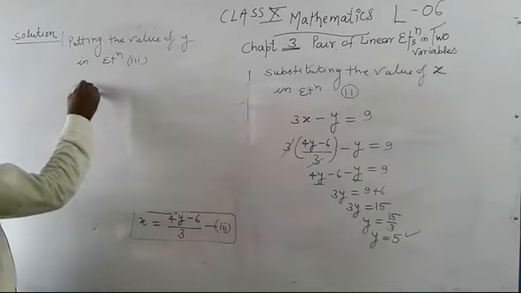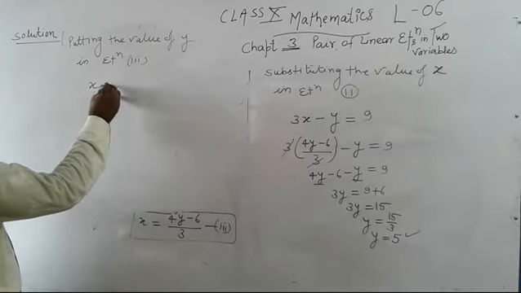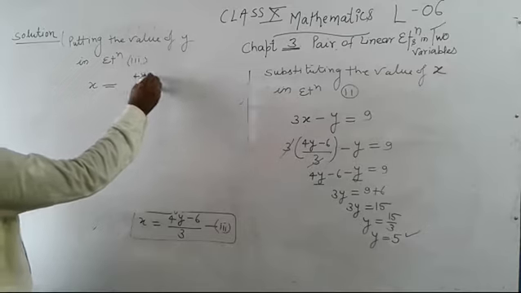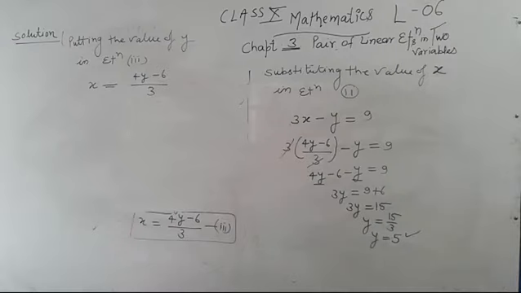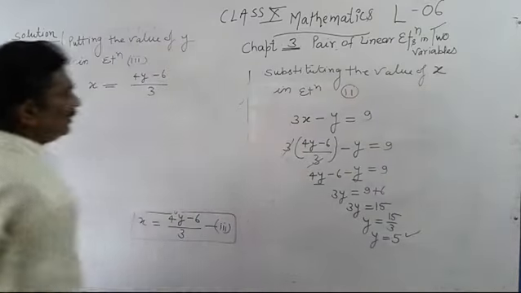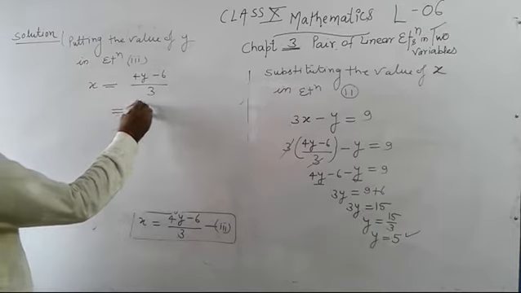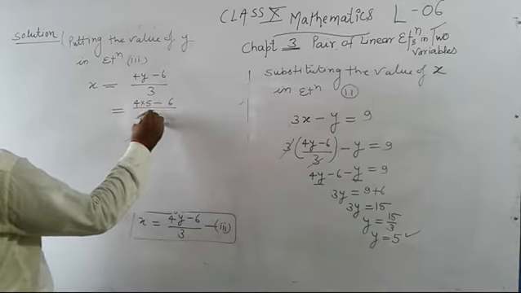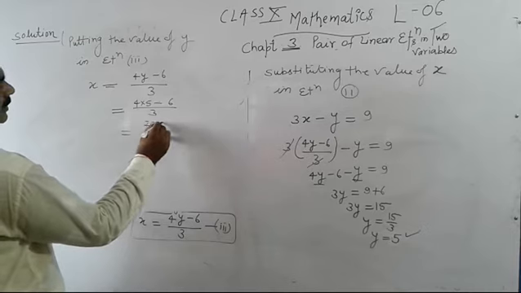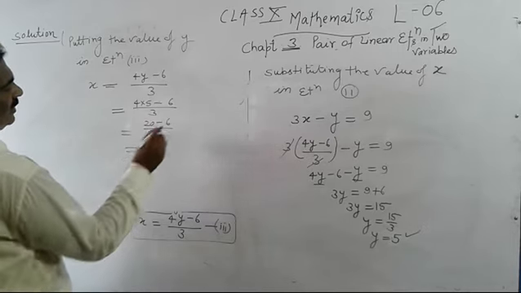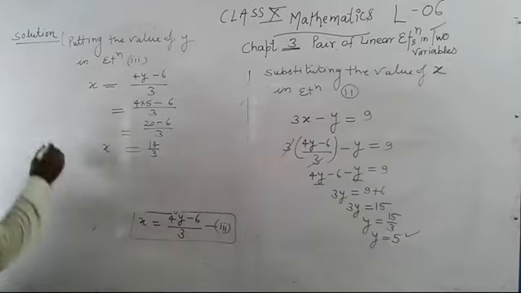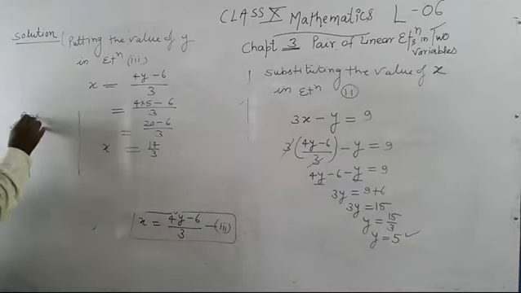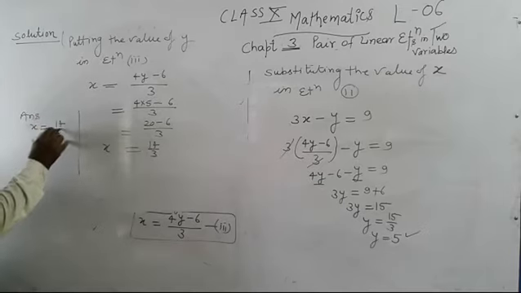In the third, we have x is equal to 4y minus 6 upon 3. Now we will put y as 5, then 4 into 5 minus 6 upon 3. 4 fives are 20 minus 6 upon 3. 20 minus 6, that is 14 upon 3. So this is the value of x. So students, you can write here that your answers are x is equal to 14 upon 3 and y is equal to 5.